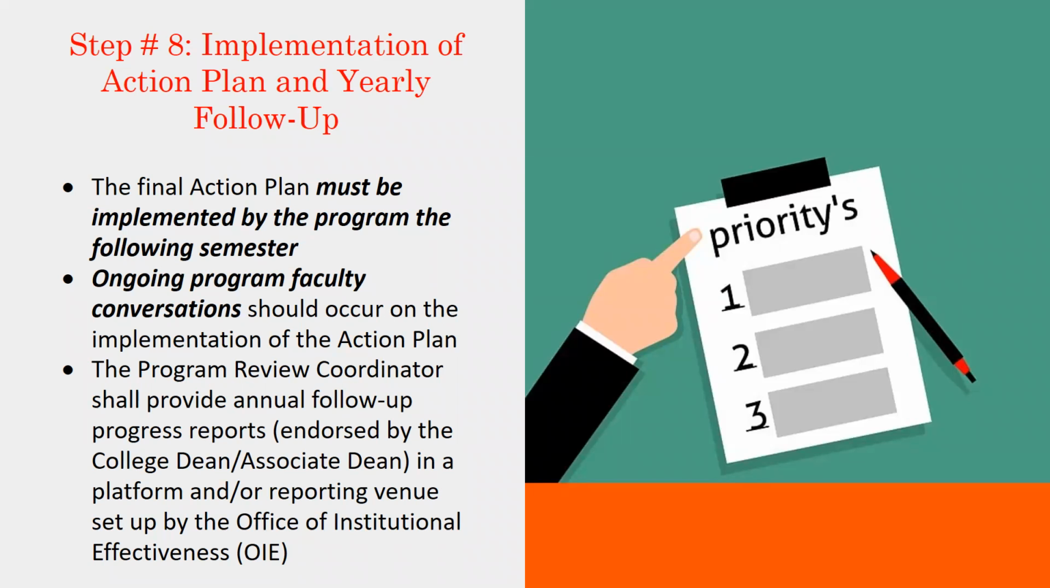The program review coordinator shall provide annual follow-up progress reports endorsed by the college dean and associate deans in the platform and or reporting venue set up by the Office of Institutional Effectiveness.